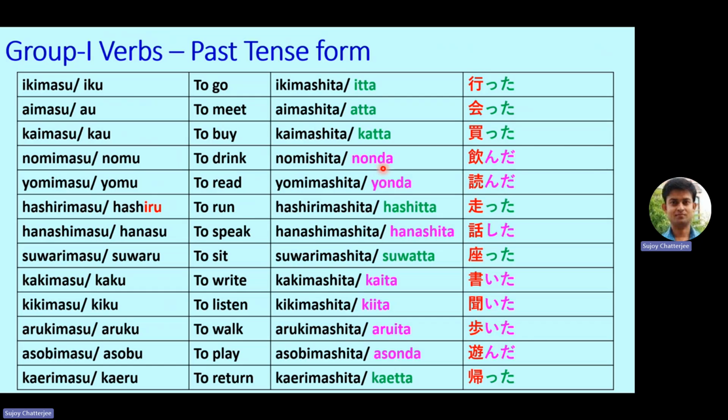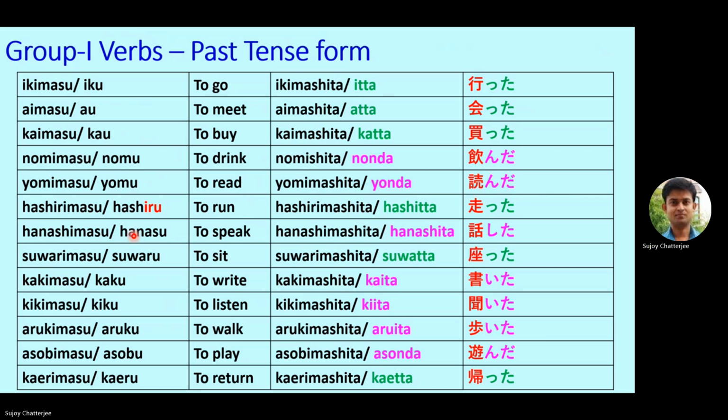So now there is no TTA, this is nonda. Nomimashita, this is not nomishita, it is nomimashita. Sorry for this spelling mistake. So it becomes nonda. So nomu, past tense is nonda. Similarly, yomimasu, that is to read, yomimashita, and yomu becomes yonda here. So here this kanji is for yo, and then this is n and da.